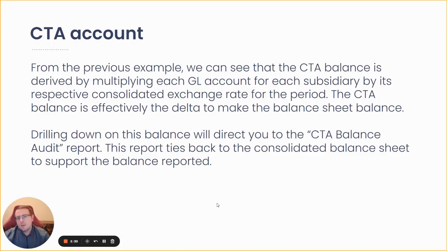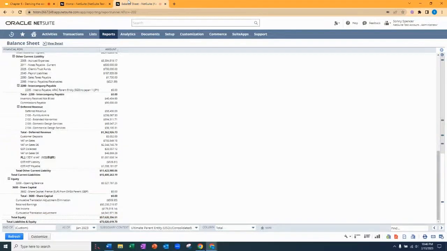If we drill down on this balance in our consolidated balance sheet, there will actually be a system-generated report within NetSuite that will break down that balance on a GL account by GL account basis. Let's jump into NetSuite just to show you that.